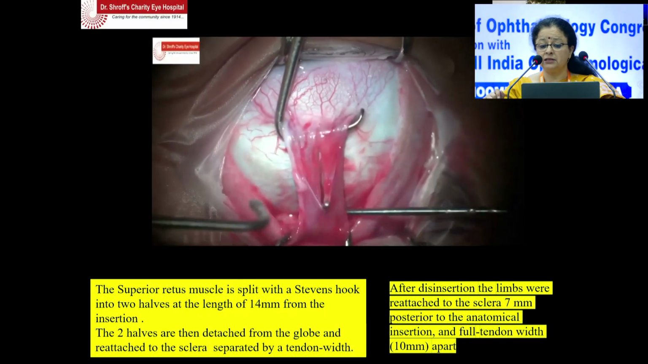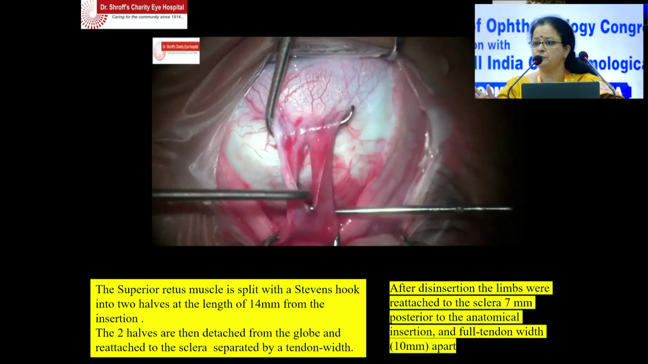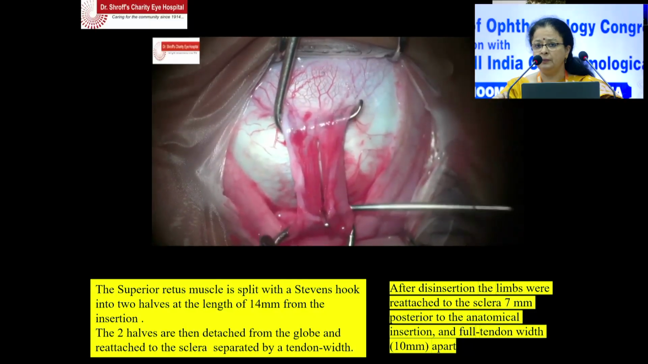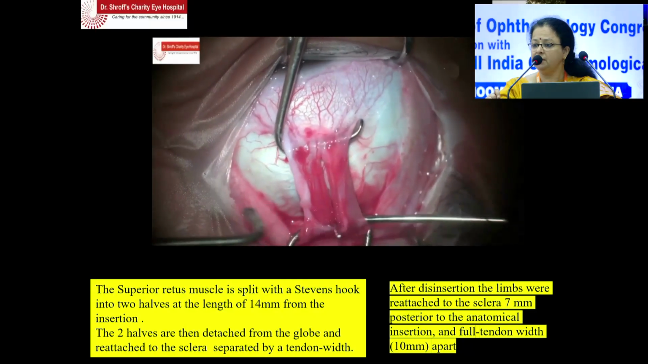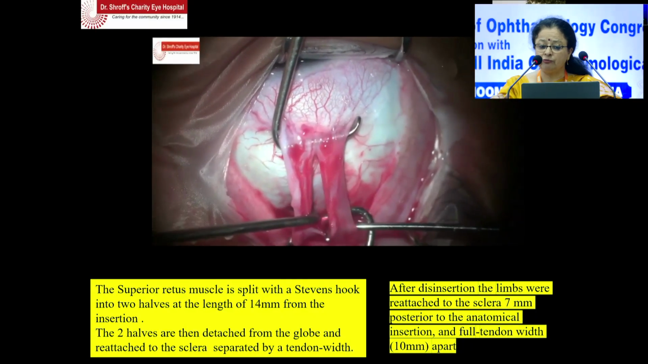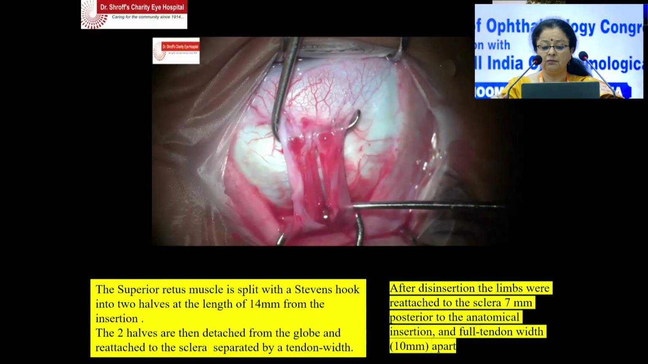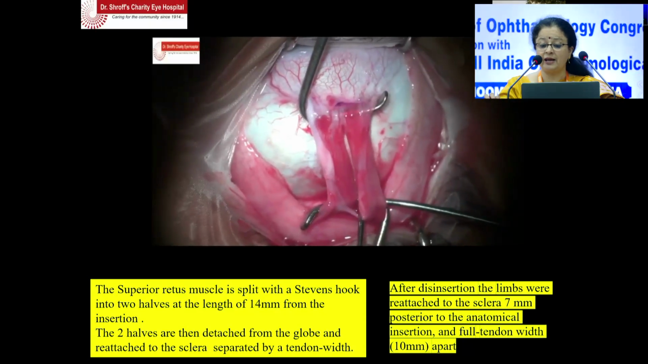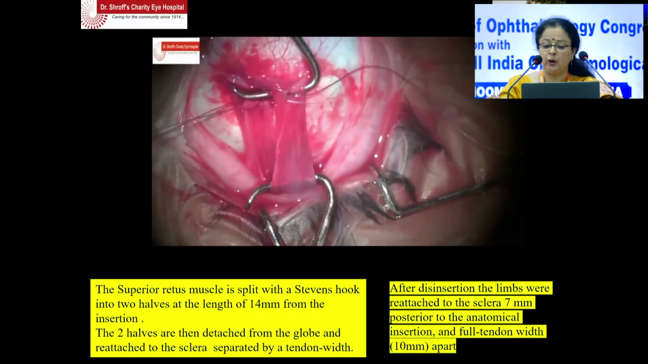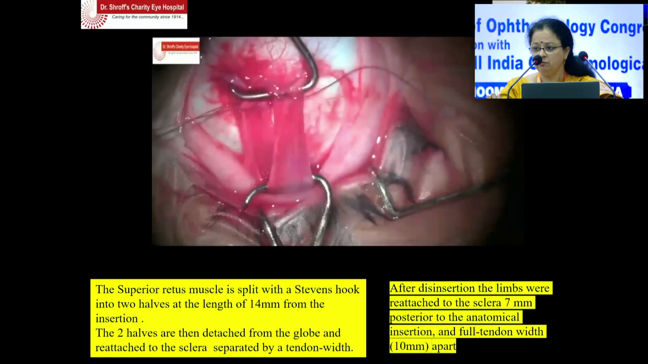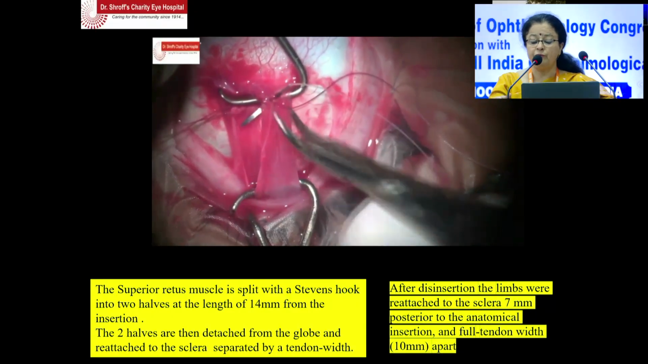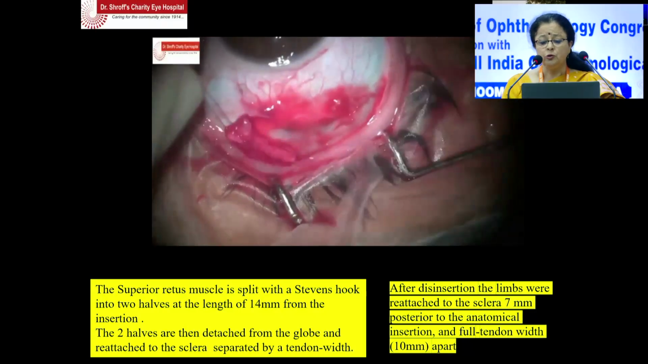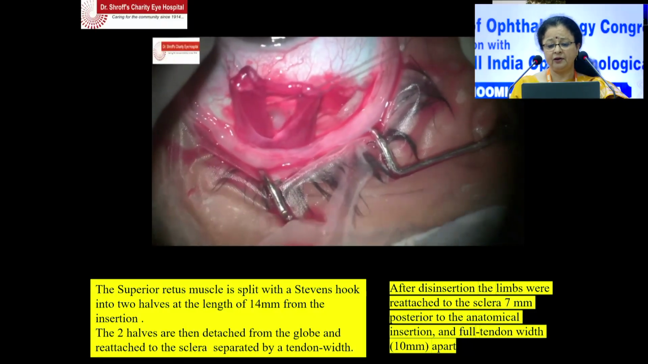You have the superior rectus split into 2 halves, just like the Y split we do for Duane's in a lateral rectus. You split it at a length of 40 millimeter from the insertion, detach it from the globe, and then attach it. So how much recession to do? The recession I did was around 7 millimeter. For a 25 to 30, maybe you could do more recession, because I still had a residual of around 10-15 DVD.